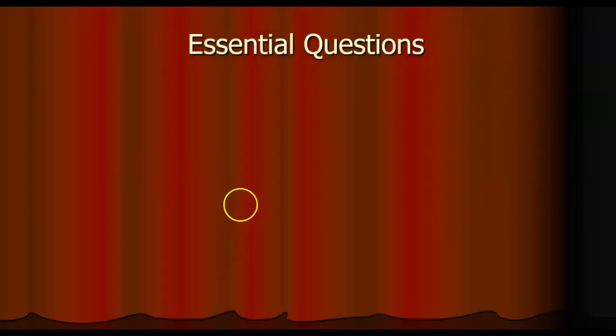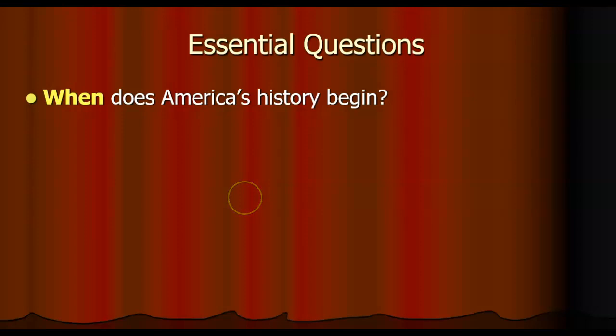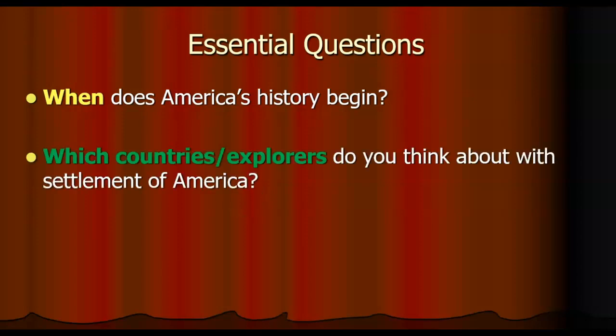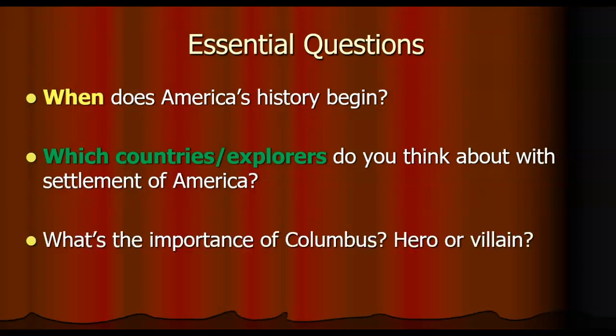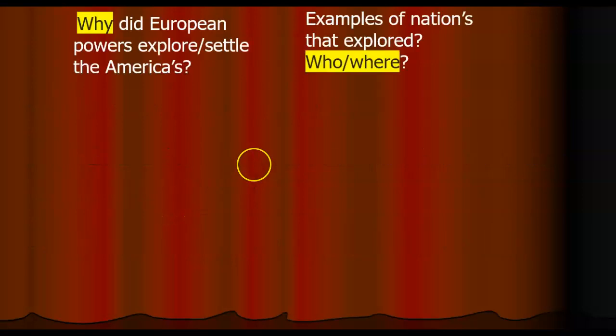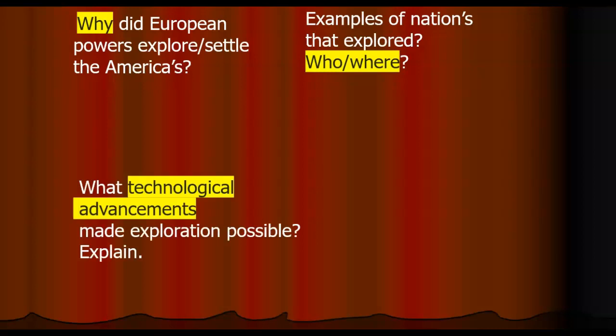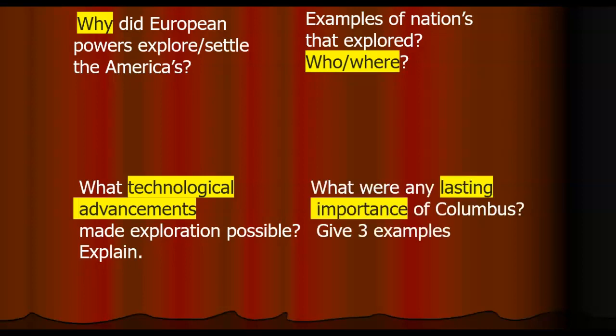So if we go on here and look at our essential questions, we're going to talk about when history begins for America, the countries exploring, why they settled America, and then of course Columbus's importance: hero or villain. So let's move on. The questions here: why do European powers explore and settle the Americas? Examples of those nations, who they were and where they settled. Technological advancements that made exploration possible at the time, meaning why didn't they find North America sooner? And then the lasting importance of Columbus. We're going to try and give you some examples there.